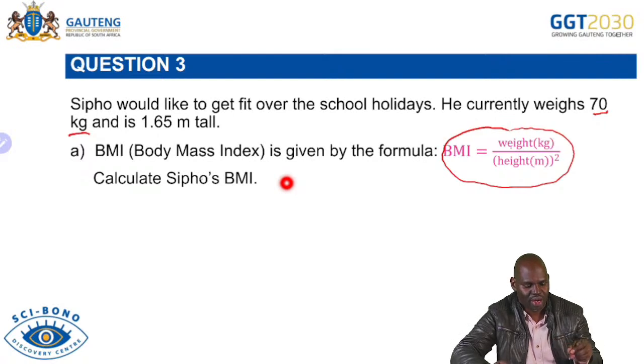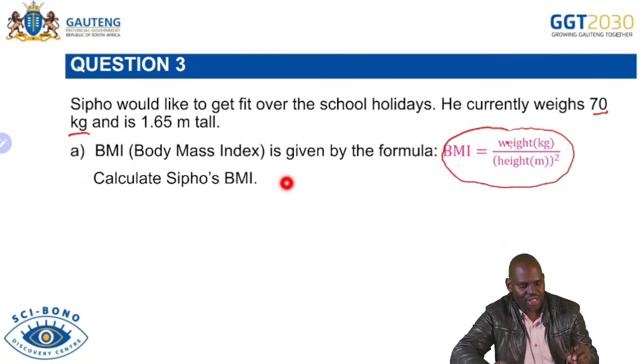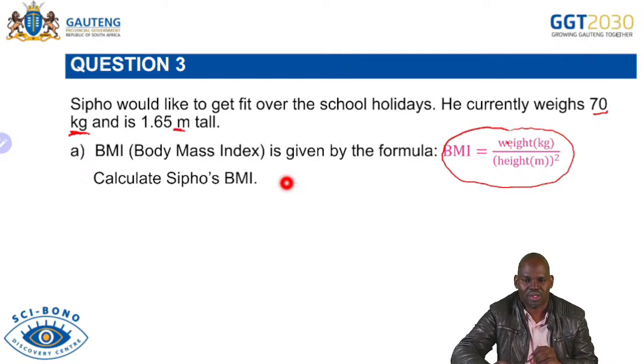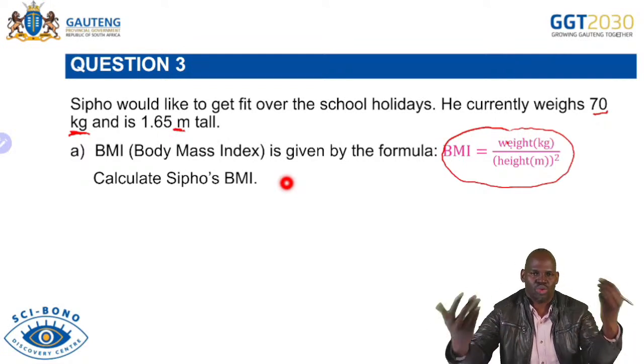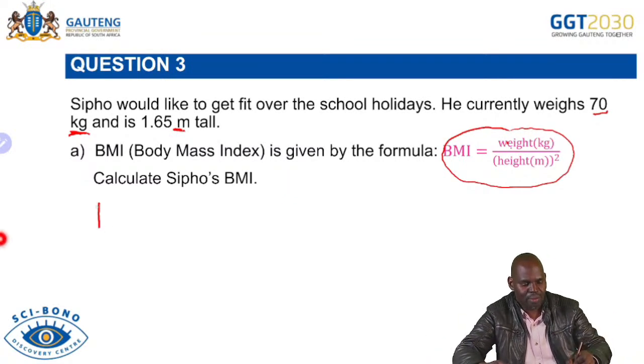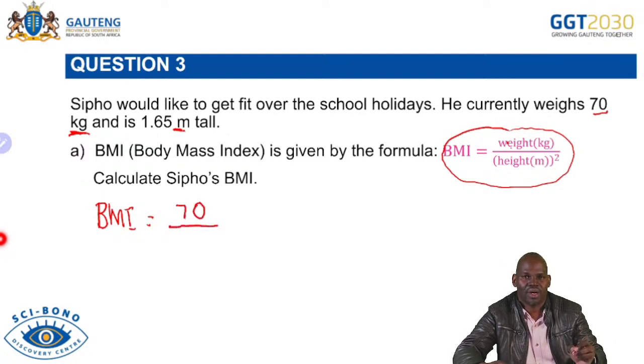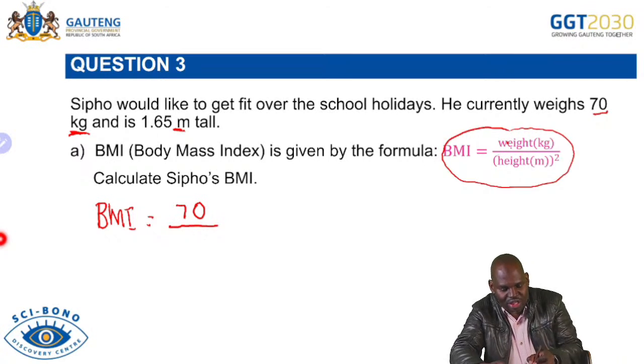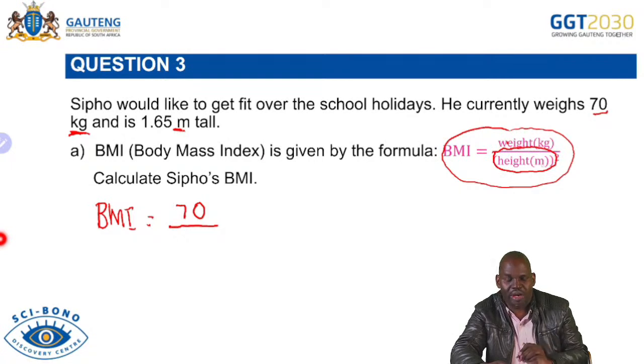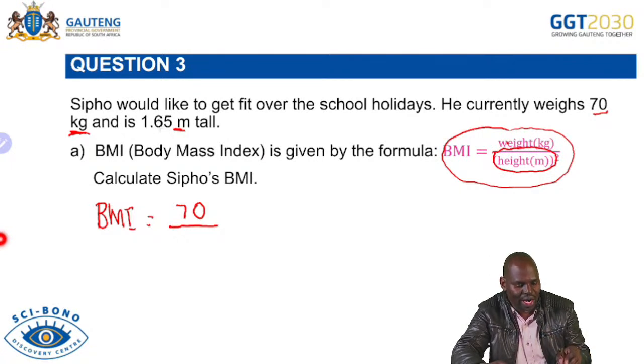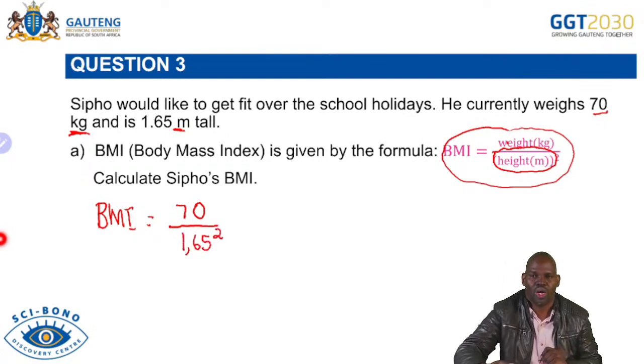Now we have to check. The weight given is 70 kilograms. So the weight is in kilograms, and the height is also in meters. So in this case, we can easily do the substitution. Then we say BMI equals the weight, 70, divided by the height. If you look at the formula, the height must be in meters, and then we square it. Already our height is in meters, so we say 1.65, and then we square it.